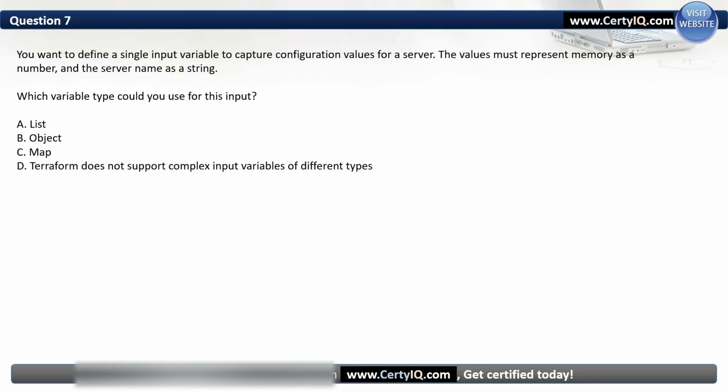Question 7. You want to define a single input variable to capture configuration values for a server. The values must represent memory as a number and the server name as a string. Which variable type could you use for this input? The correct option is B, object.